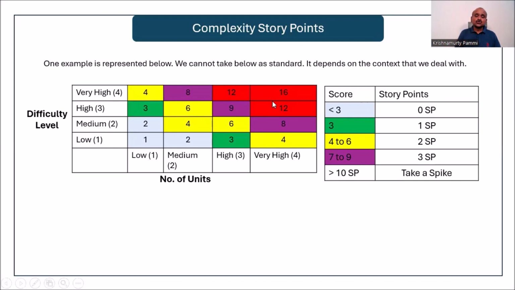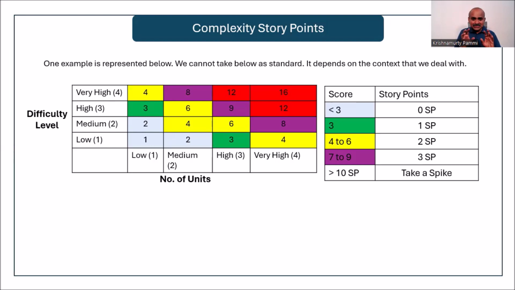Then you might want to take a spike to really know the difficulty level. You may want to see whether you can split the user story, take a spike, analyze it properly, and then come back. So it's just a thought process structure. I'm not saying you can take this as a reference.